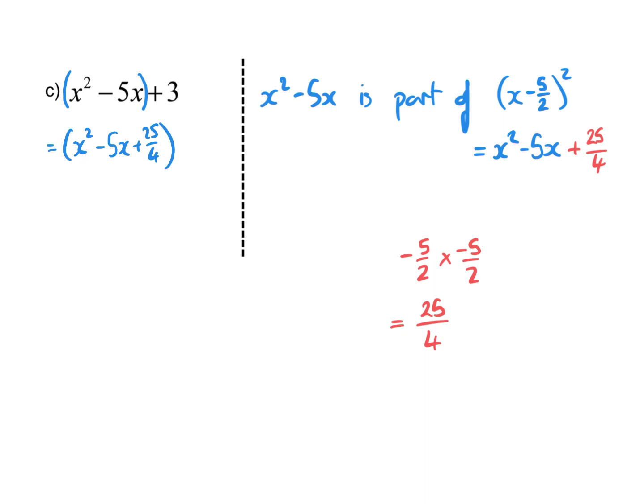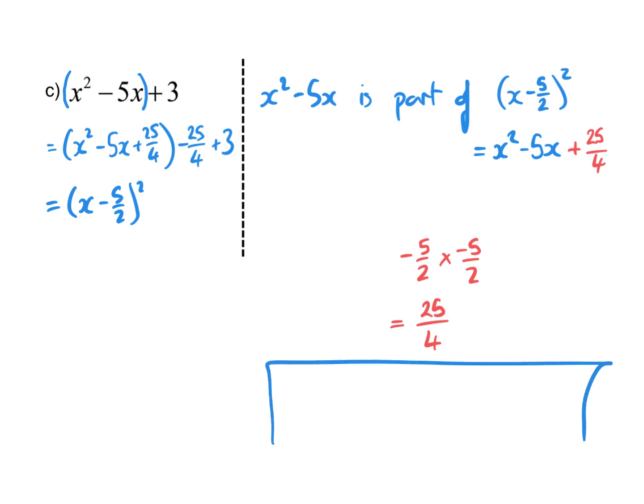And because I've added in that extra 25 over 4, I need to actually just get rid of it again straight away, compensate. And then there was already a plus 3 outside the bracket. Now, this is my completed square, which we had here, and I know that's equivalent to this form up here. So that's the way I'm going to write it, because that's the required form. So x minus 5 over 2 all squared. And then the bit outside, to simplify that, that's a little bit more difficult. So let's take a bit of space and do the working for that down here.